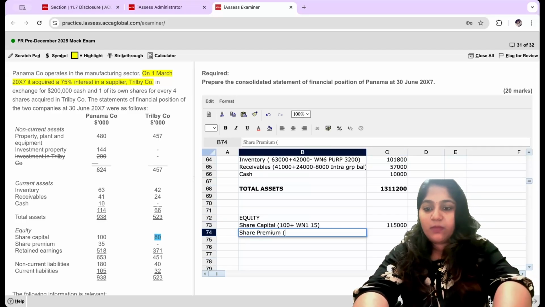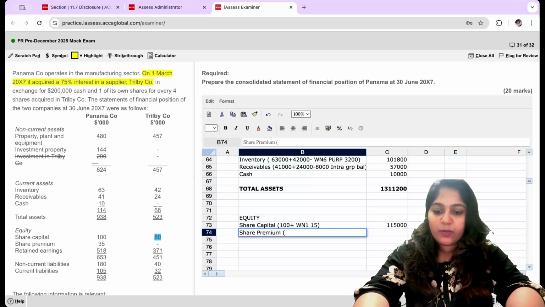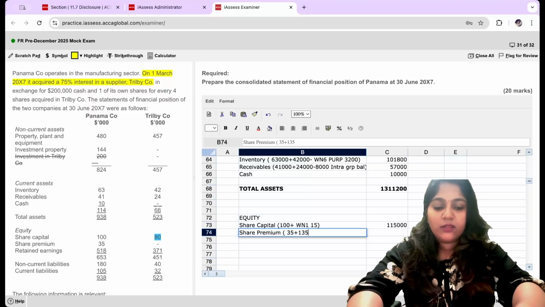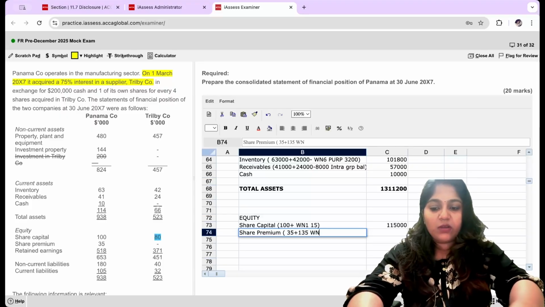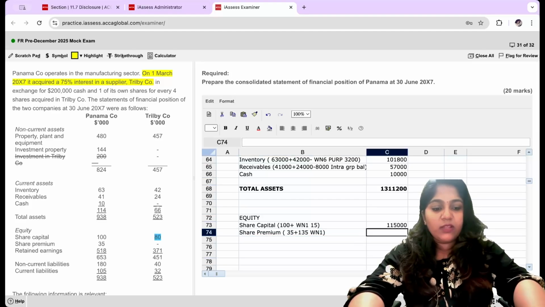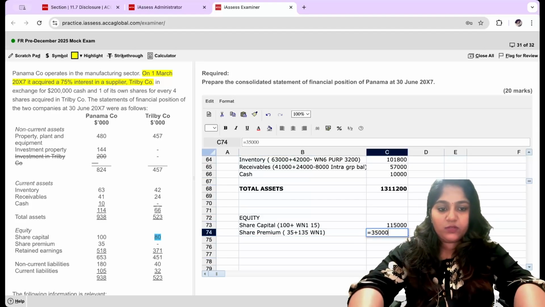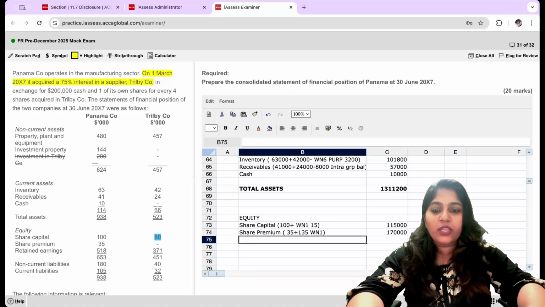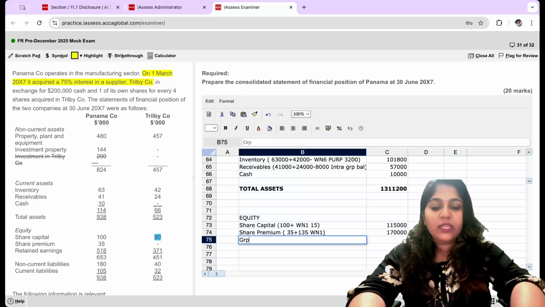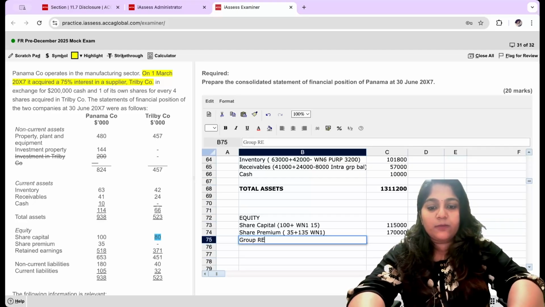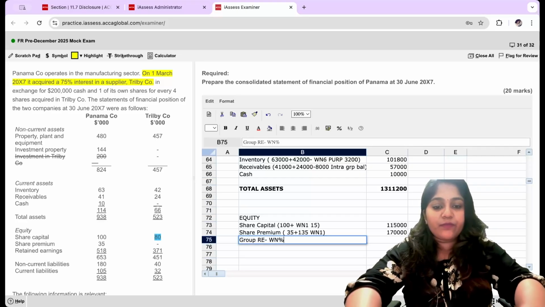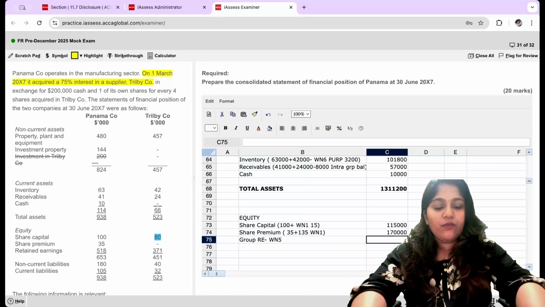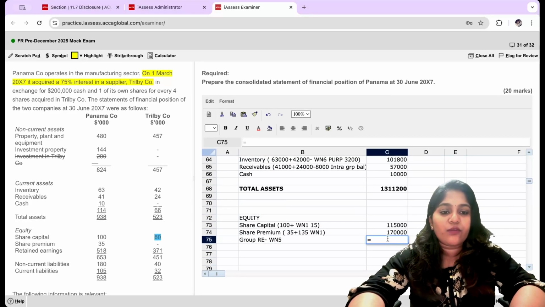Similarly, we also have share premium. How much is the share premium? We have the existing share premium of 35 plus 135 coming from again working note number 1. That will give me $35,000 plus $135,000, which is 170,000. Then we already know we have calculated group retained earnings from working note number 5. Give the reference to the cell because you have already calculated.